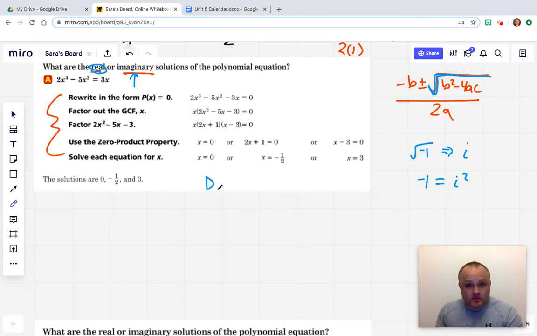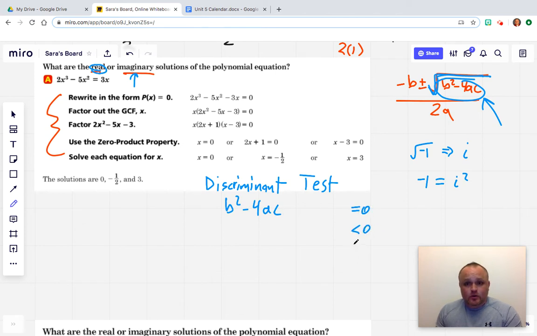And it's been a minute since we've done it, but I need to remind you, it's all about the discriminant test to see whether we are going to have real or imaginary solutions. Remember that this is the only part that matters. This is what we're testing. We're trying to see, is it equal to 0? Is this value negative? Or is it positive? This negative will be the imaginary solutions. These will be the real.